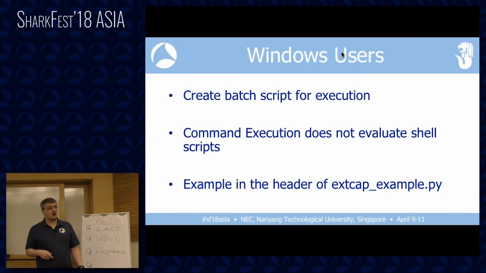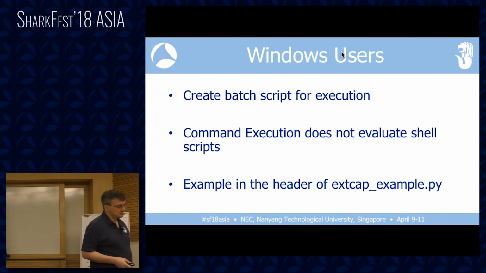Now, Windows users are special. And they have to create a batch file. The batch file has to evaluate where the Python interpreter is. Basically, it's just a batch file with a single line in it with the path to the Python interpreter, the script file, and then a percent-star sign to pass all arguments. In the header of extcap_example.py, there is a small excerpt which you just copy-paste and fill out your paths, and then you're done.